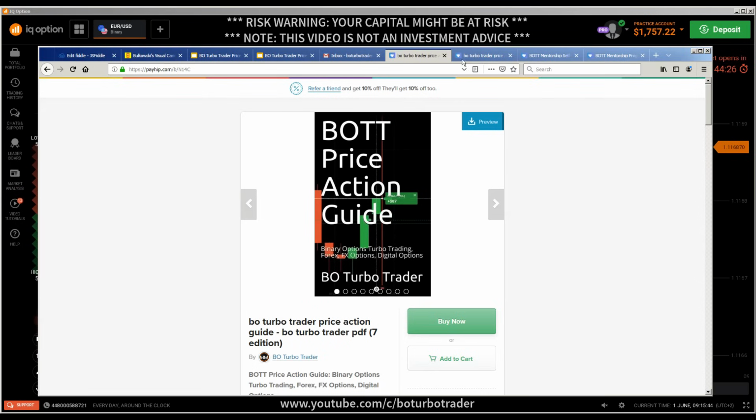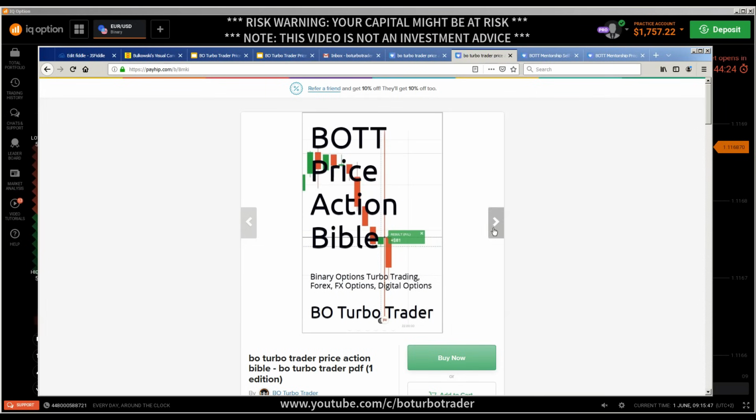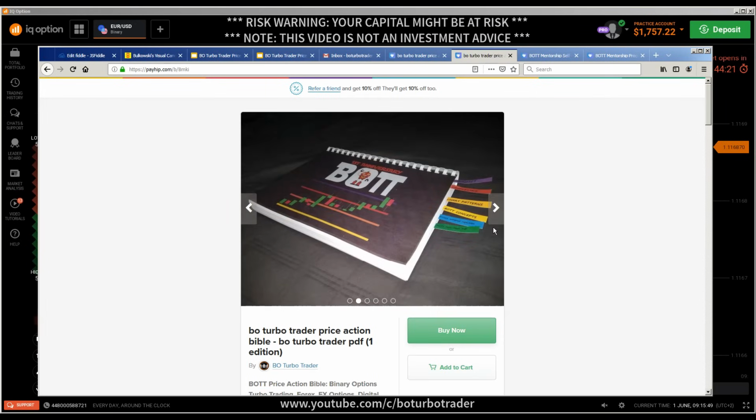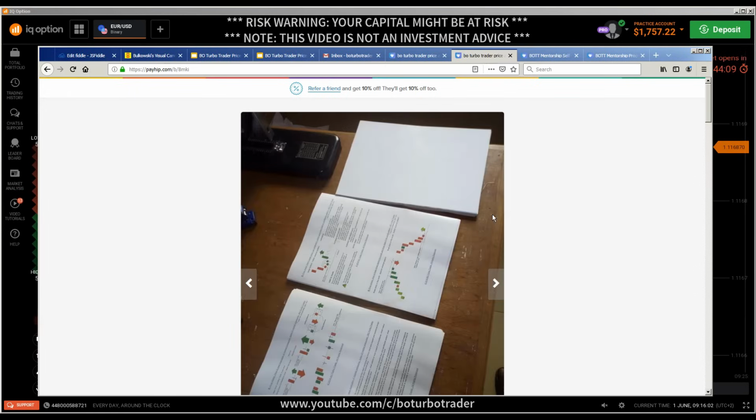The second one is the price action Bible. It's the white one. The white one is much more complex, with much more information: 270 pages, which is 150 pages more than the price action guide. And the price action Bible is the holy grail. Why is it the holy grail? Because everything is explained in text.